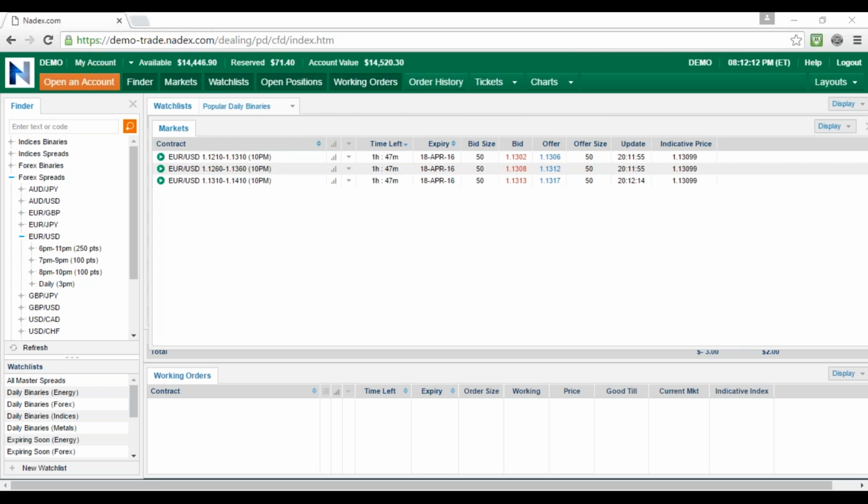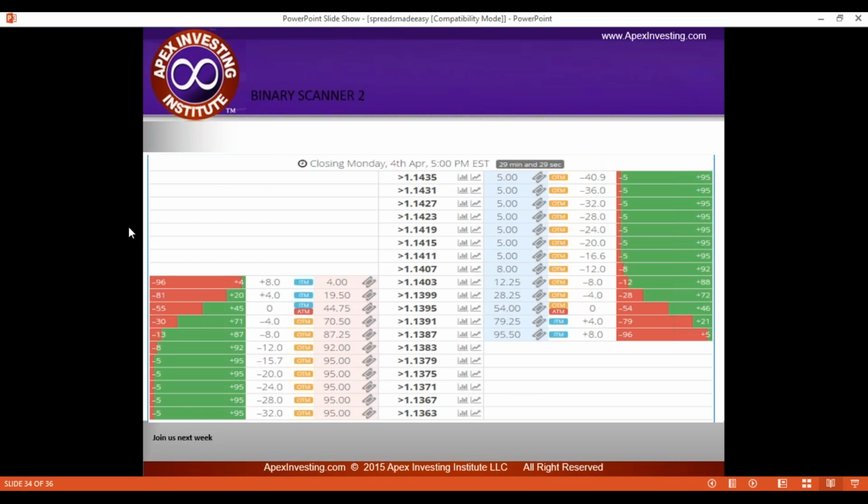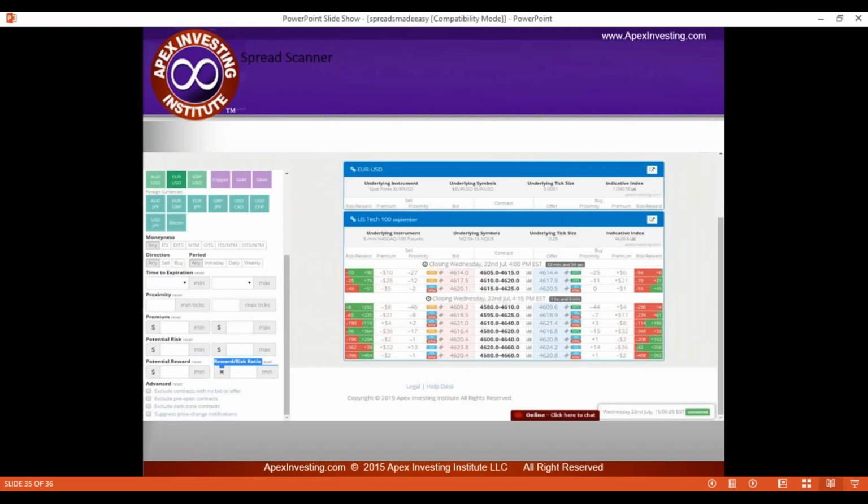Well, we have, and this is absolutely free for you to use, a binary and spread scanner where it will show you everything on one page. For example, here's the spread scanner. Let's just say I was trying to trade the Nasdaq. Boom, I can pull it up and it'll show me all the spreads in one place. The spreads that close at 4 p.m., the ones at 4:15 p.m., or whatever I'm looking at. It shows me ceiling and floor, what I can buy for and sell for. And right over here, see green and red? What do you think that is? Red is risk, green is potential reward.